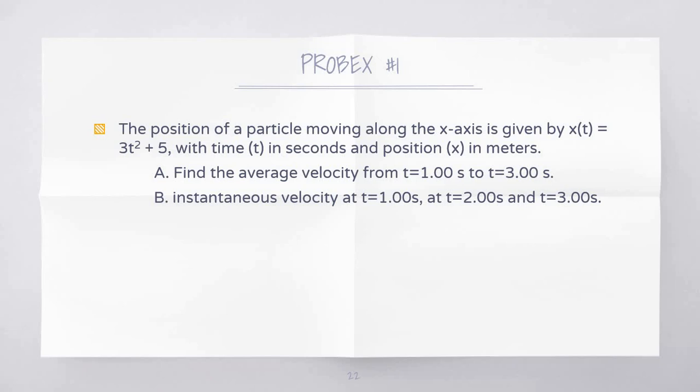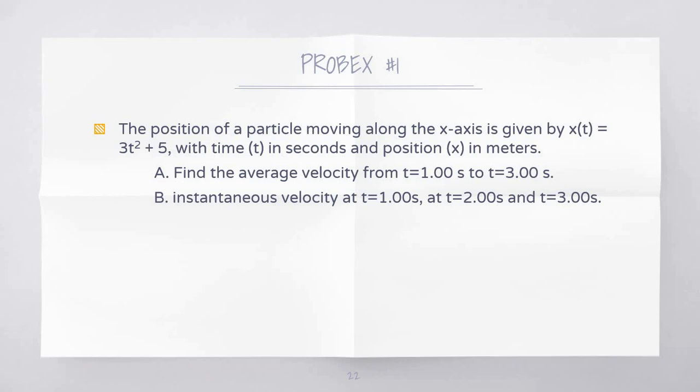So, example problem number 1. The position of a particle moving along the x-axis is given by the function x of t is equal to 3t squared plus 5, with time t in seconds and position x in meters. The task is to find A, the average velocity from time equal to 1 second to 3 seconds, and B, the instantaneous velocity at 1 second, at 2 seconds, and at 3 seconds.